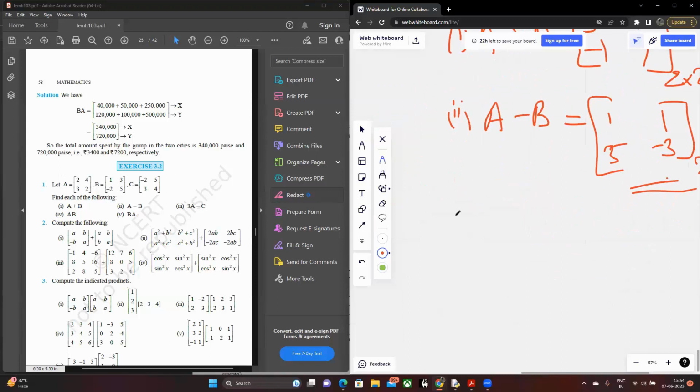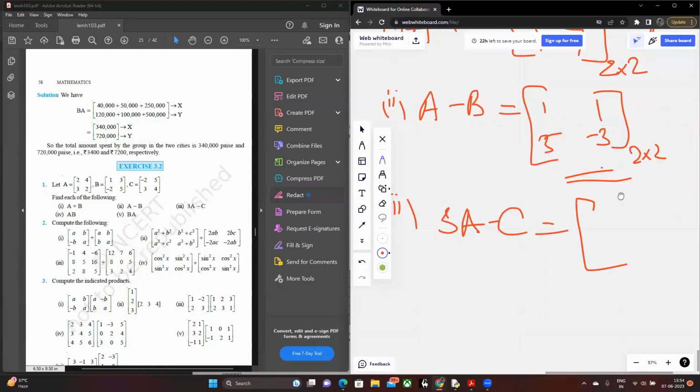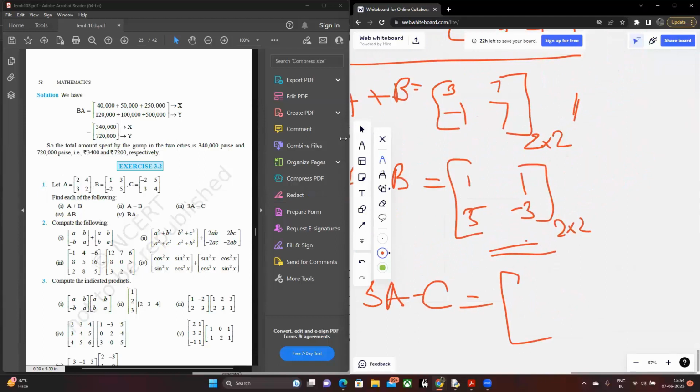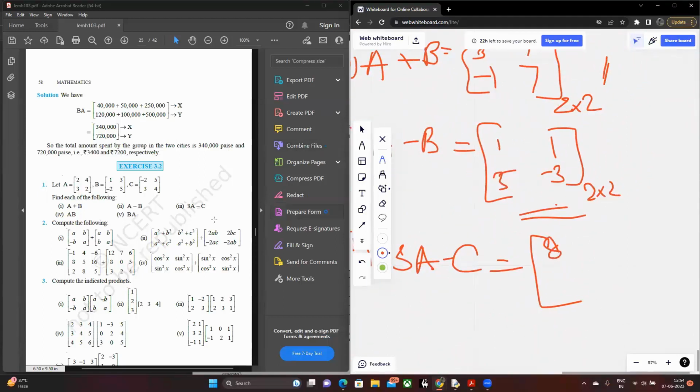Then you have the third subpart, that is 3 times A minus C. That is going to be equal to 3 into 2, that's 6, minus 2, that is going to be 4. This is 3 times 4, that is going to be 12. 12 minus 5 is going to be 7. Then you have 3 into 3, 9, minus 3, that is 6. And 3 into 2, 6, minus 4, that is 2. This is going to be the answer.